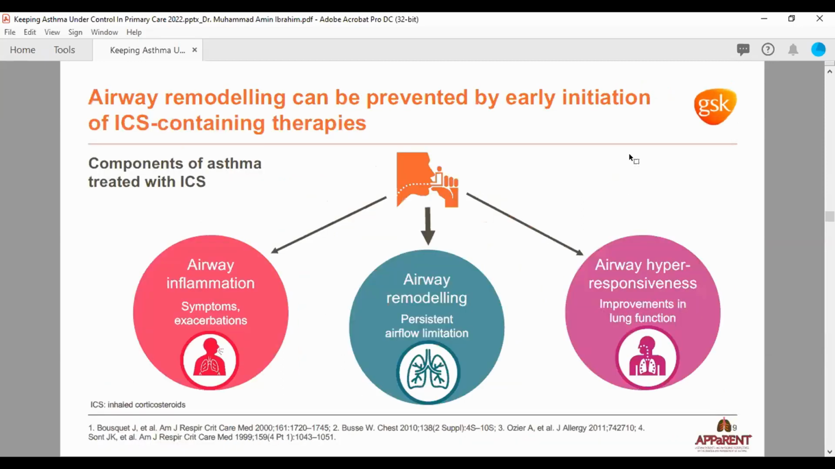Why is it important to start inhaled corticosteroid early? I mentioned to you just now, asthma is airway inflammation. We want to address the airway inflammation. This will translate to a better outcome in terms of symptoms and exacerbation. We can prevent airway remodeling because we know some patients after having asthma for a long period of time, when we do the pre and post bronchodilator, there's no reversibility anymore. The reason for that is because the airway is already remodeled because of the persistent inflammation. As well, we want to reduce airway hyperresponsiveness. This will translate to a better improvement in lung function test.